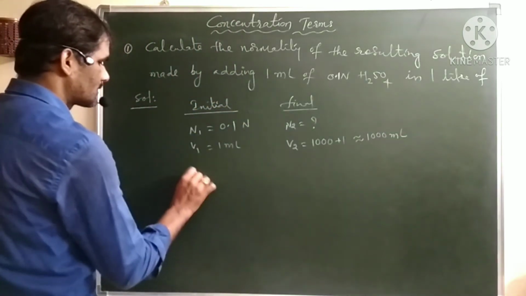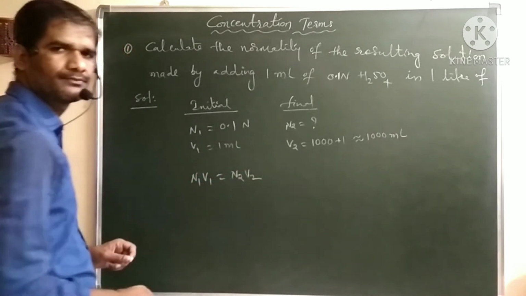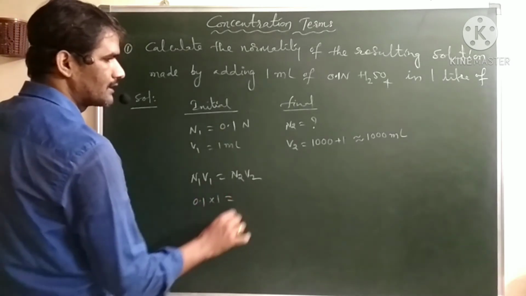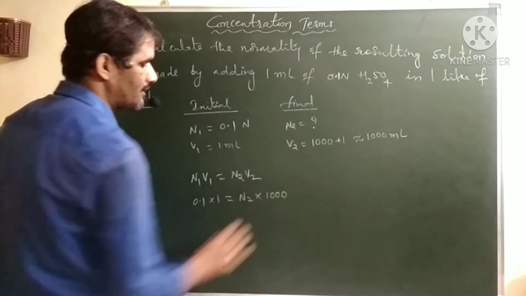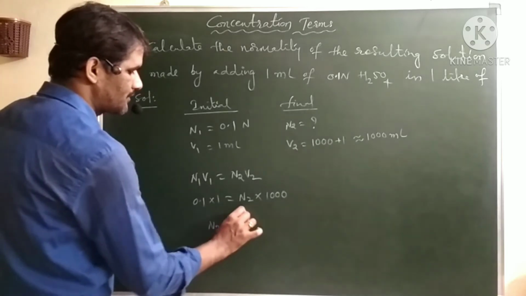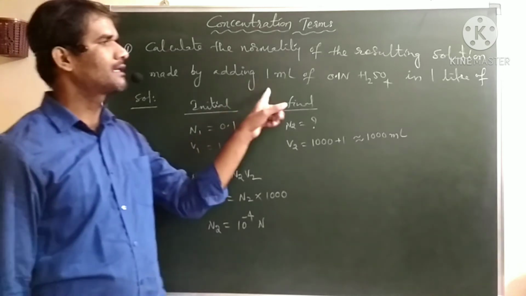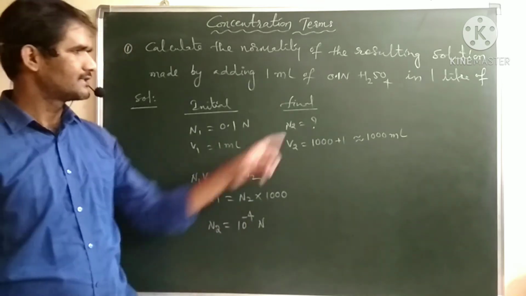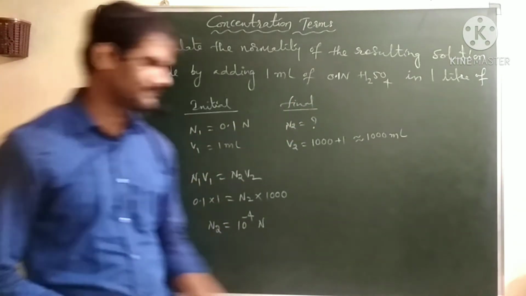Now the formula N1V1 is equal to N2V2. N1 is 0.1 normal and V1 is 1 ml. N2 we have to calculate here and V2 is 1000 ml. Now the resultant normality is 10 power minus 4 normal. So when you dilute 1 ml to 1000 ml, the normality automatically decreases. It changes from 0.1 normal to 10 power minus 4 normal.